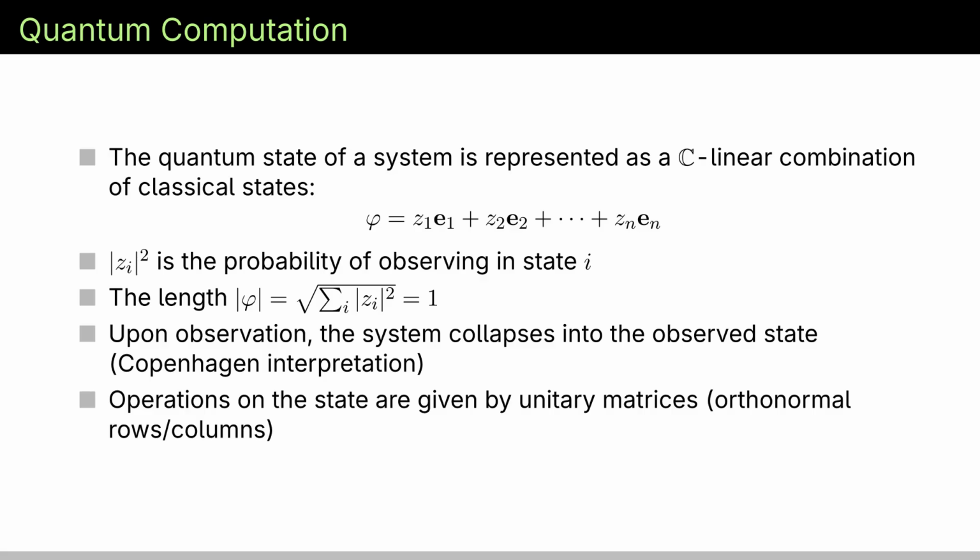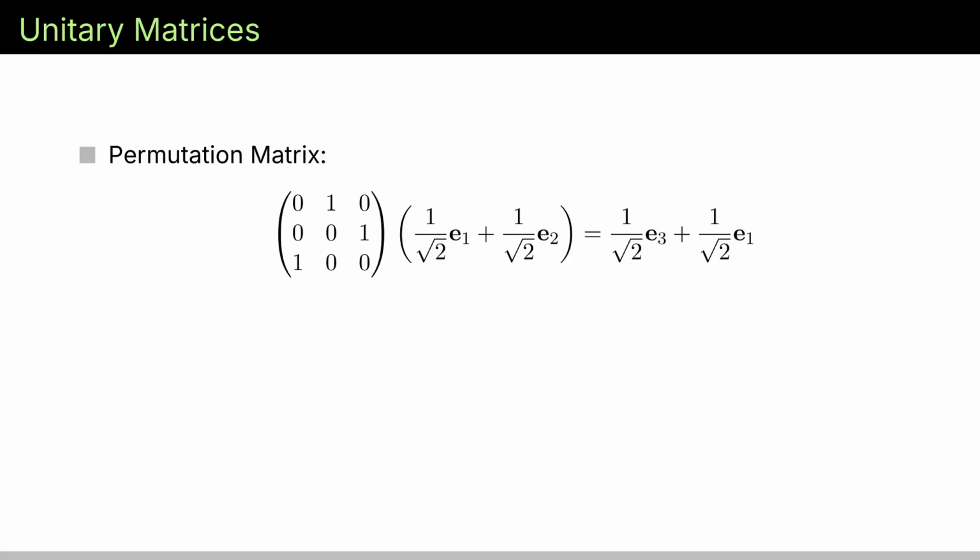Operations on the state of a quantum system are given by unitary matrices, matrices whose columns form a complex orthonormal basis. So, for instance, permutation matrices are unitary, and apply that permutation to each of the basis vectors in a superposition, that is, a linear combination. Here our permutation matrix takes E1 to E3 and E2 to E1, and so takes a combination of E1 and E2 to the corresponding combination of E3 and E1.